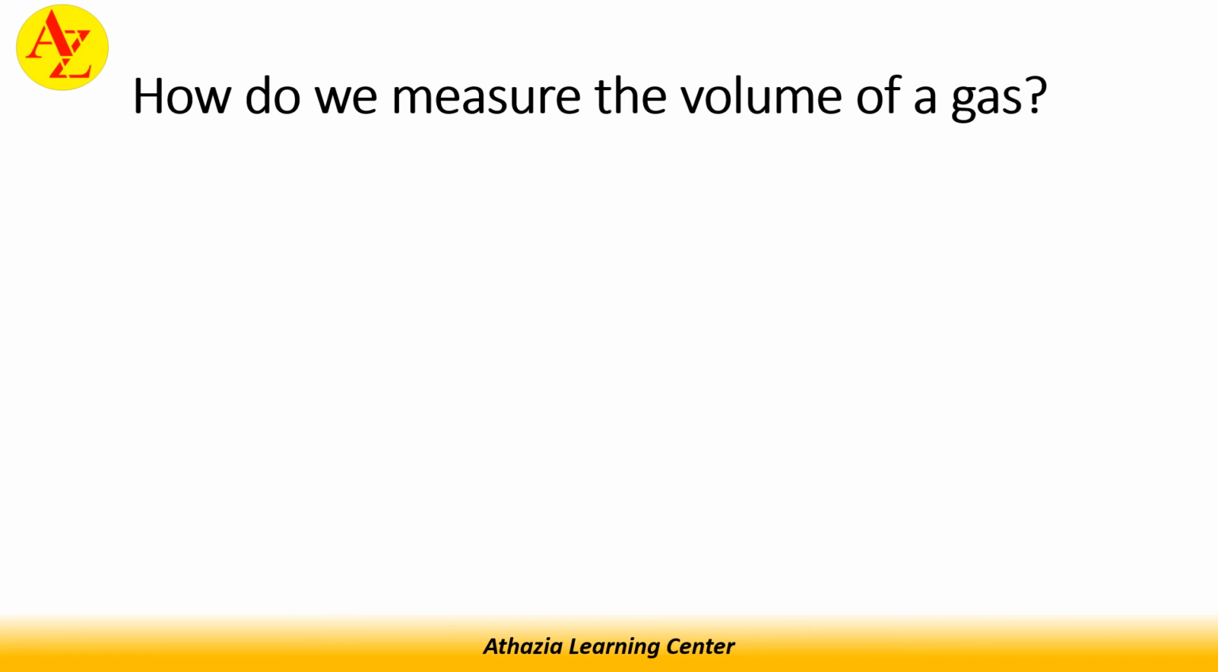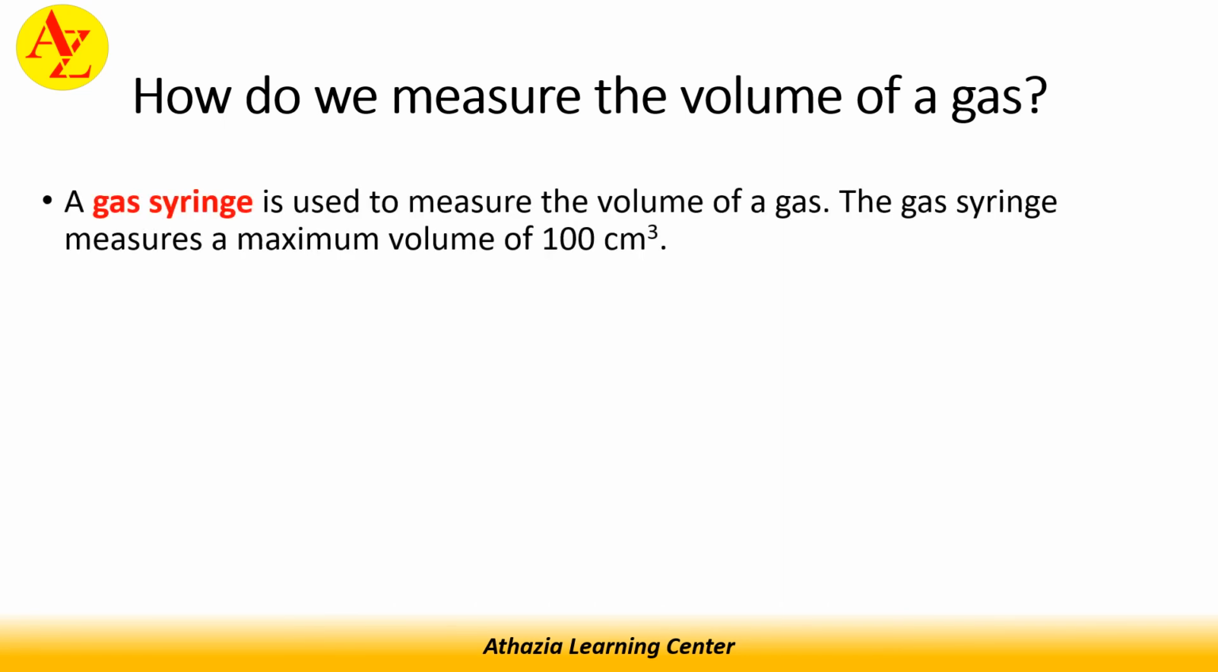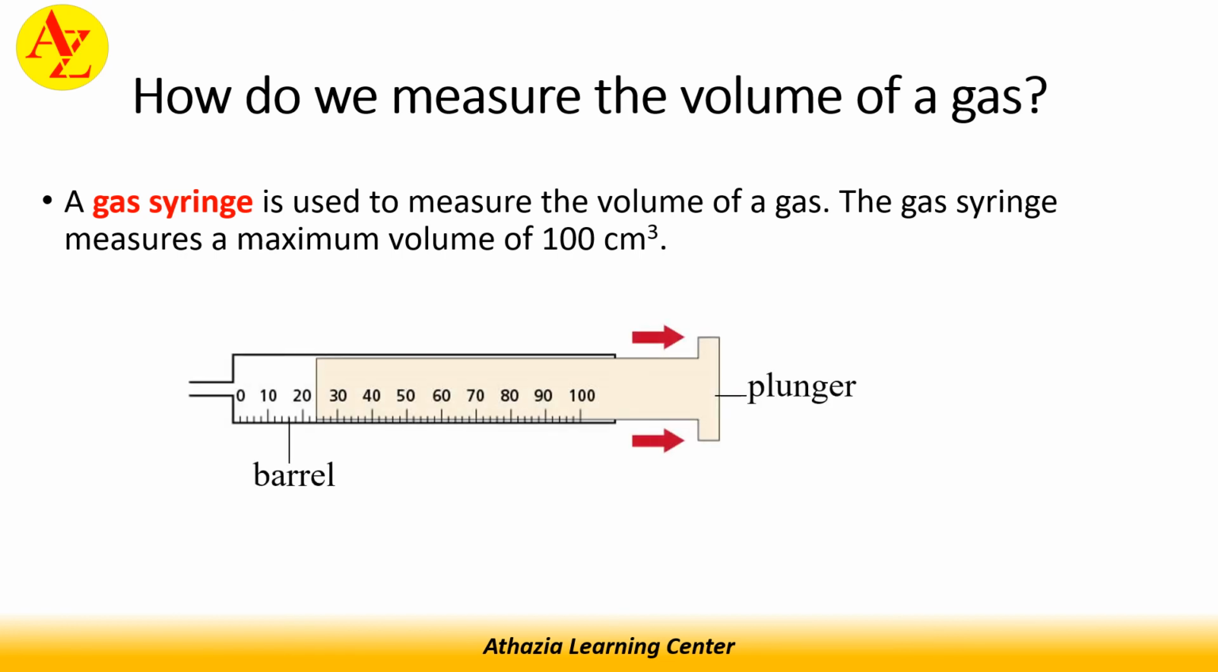How do we measure the volume of gas? A gas syringe is used to measure the volume of gas. The gas syringe measures a maximum volume of 100 centimeter cube. This is the gas syringe. We have the barrel with scales and also the plunger. The pressure from the gas collected will push the plunger away, so we can measure the exact volume of the gas that moves the plunger.